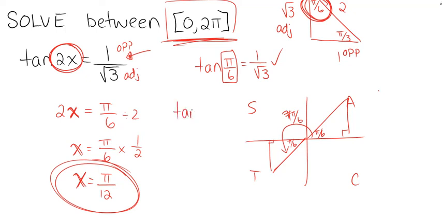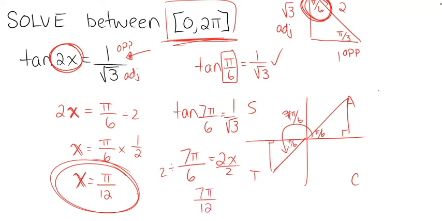So if tan 7 pi over 6 also equals 1 over root 3, then 7 pi over 6 must be a solution, but that's what equals 2x. So then I still have to divide that one by 2 to see what x equals, which would be 7 pi over 12. So we get 2 answers, and I almost missed one.